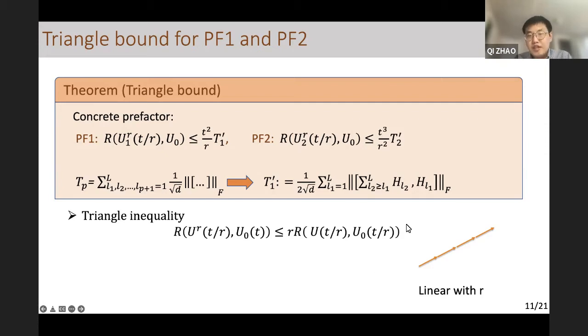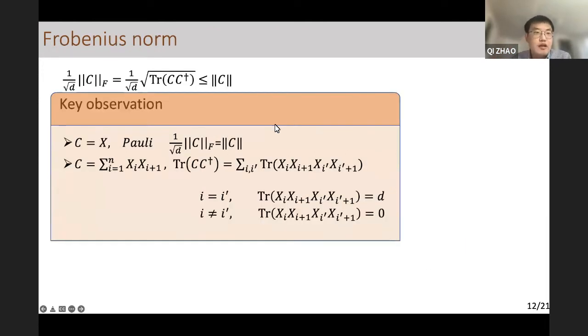So the remaining problem is how to estimate these different parameters, T_1 or T_p, and what's the difference between the spectral norm and the Frobenius norm. How big could this gap be? Let's look at a simple example. At first, the spectral norm is greater than the Frobenius norm according to their definitions. Then if the operator is just a Pauli operator, like a Pauli X operator, the two norms are the same, no difference.